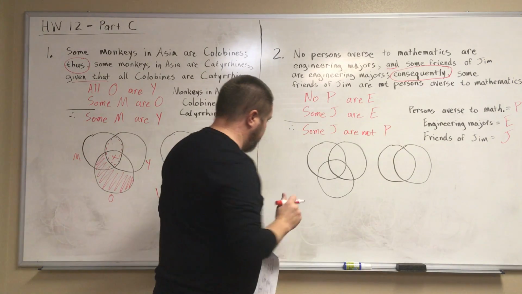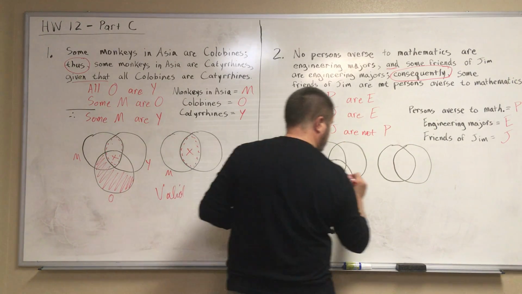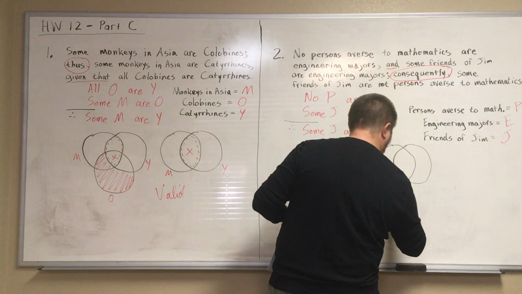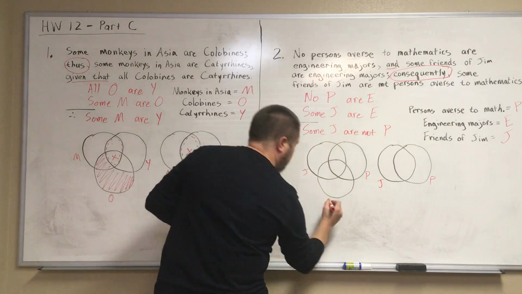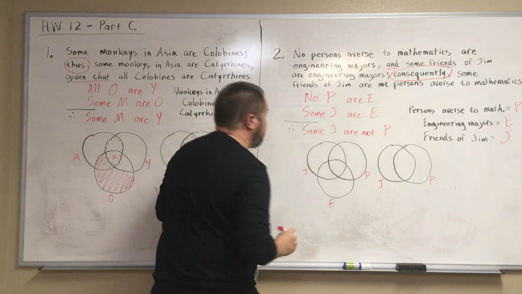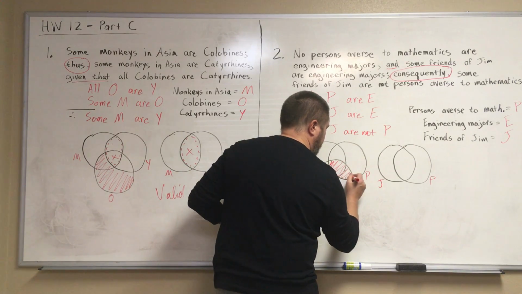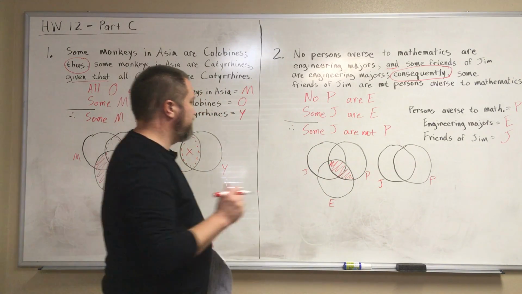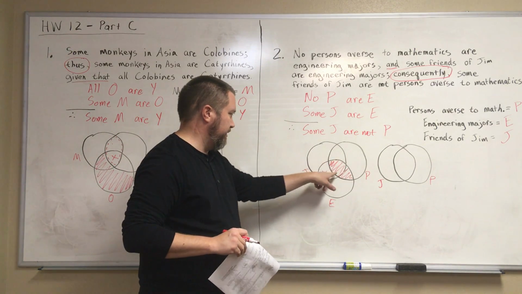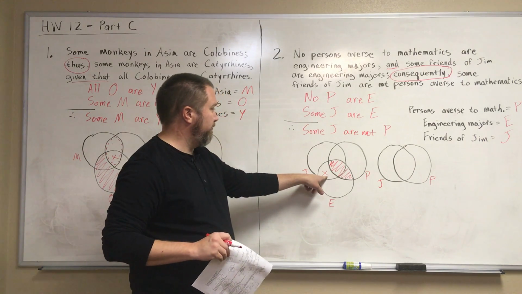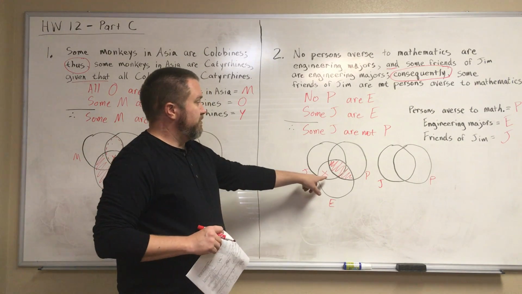Let's label the Venn diagrams. Our conclusion terms are J and P, and our middle term is E down on the bottom. We have no P are E, so shade out the crossover between them. Some J are E. Because we did the universal first, it already eliminates this area, so the only place for the X to go is right in that space.